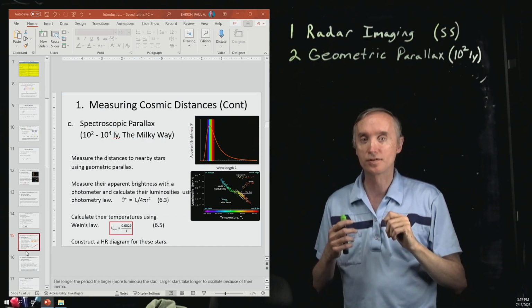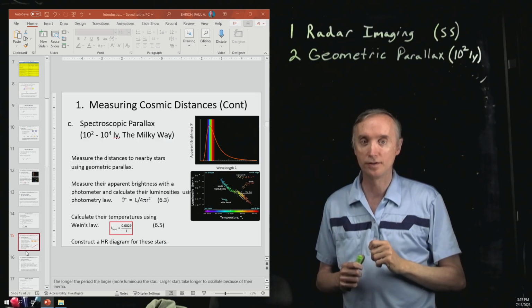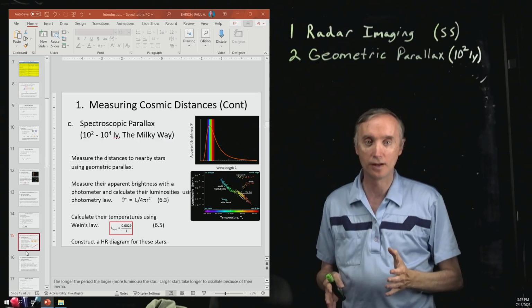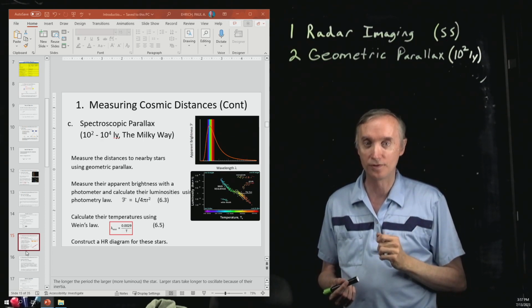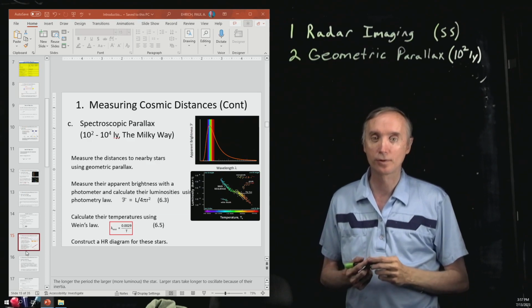So this is going to be called spectroscopic parallax. Now, it doesn't have anything to do with parallax. They just call it that. But it has a lot to do with spectrums. So here's how we're going to do it.